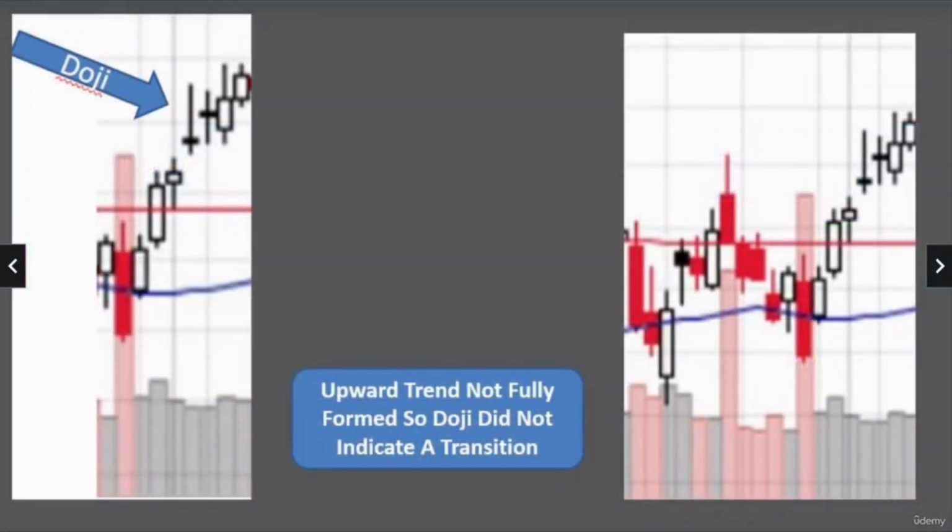Oh, in our previous example too, where we actually saw a couple of dojis back to back, did it signal that there was going to be a change in trend?